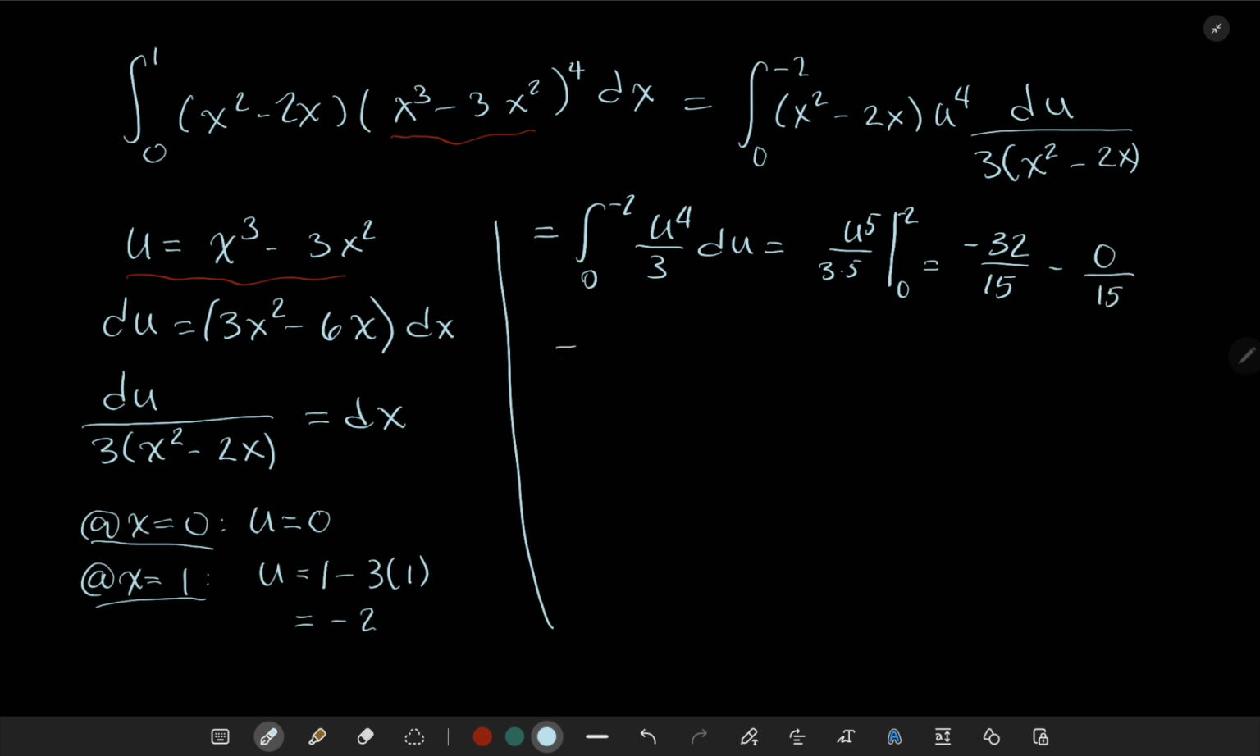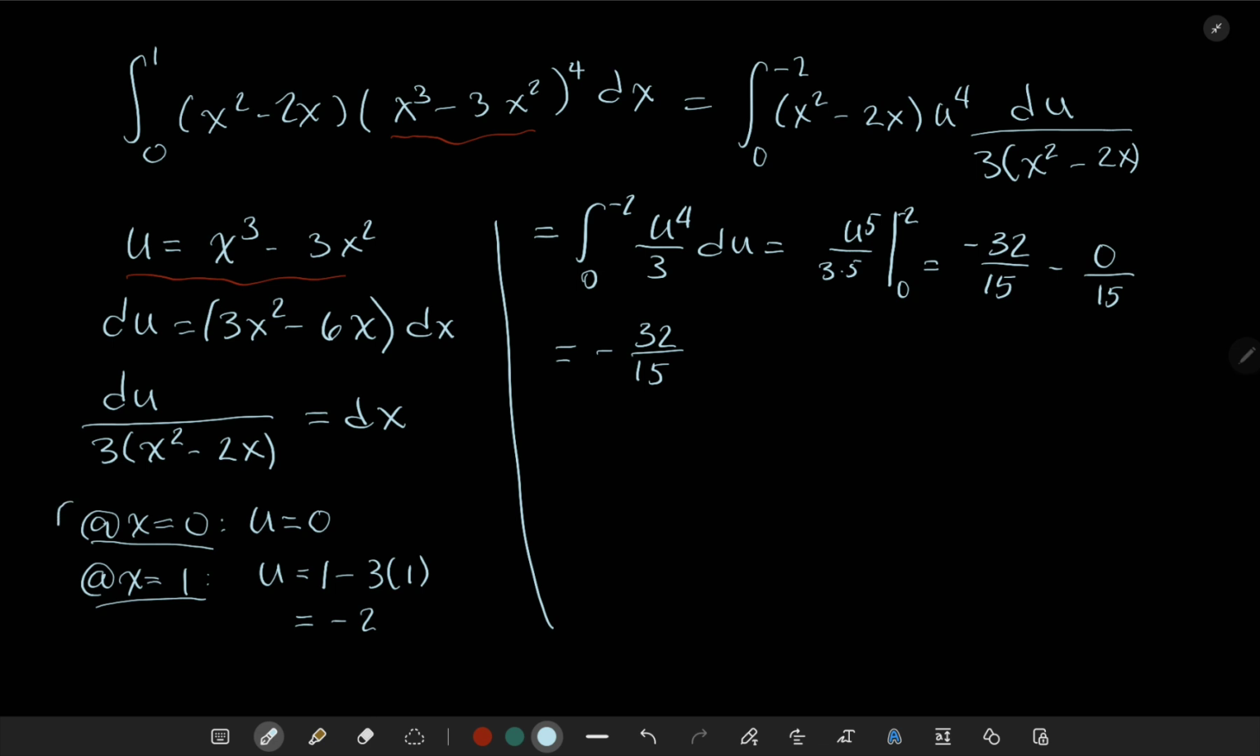So my integral becomes, and as I said, the sign of the integral will be the right one if you keep the right order, so don't change it. So my definite integral becomes negative 32/15. All right, so that is, if you want to call it, the more proper way to do it.